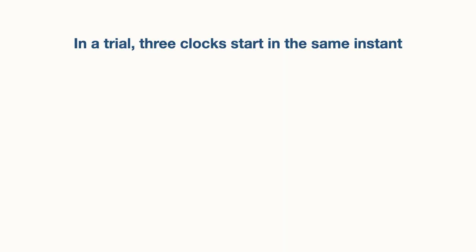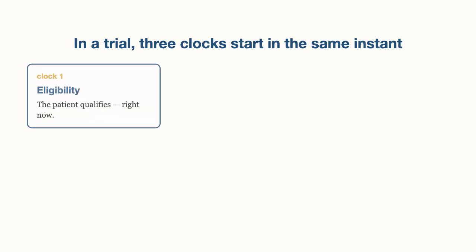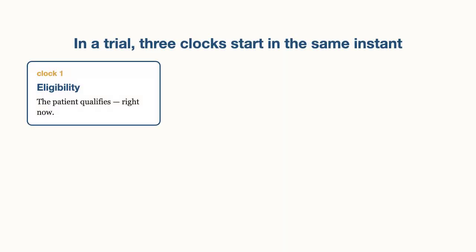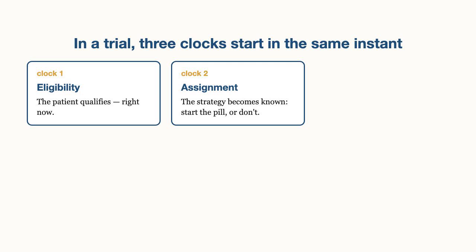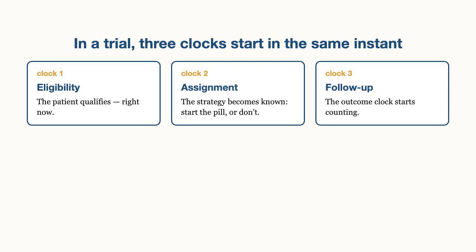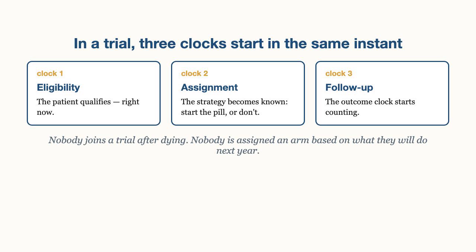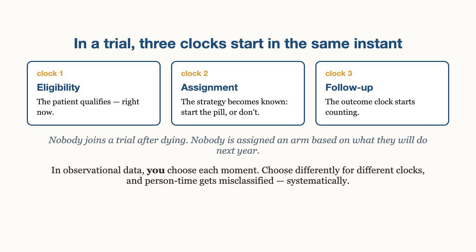In a randomized trial, 3 things happen in the same instant, at randomization. 1. Eligibility. The patient qualifies right now. 2. Assignment. The patient's strategy becomes known, start the pill or do not. 3. Follow-up. The outcome clock starts counting. Nobody joins a trial after dying. Nobody gets assigned to an arm based on what they will do next year.